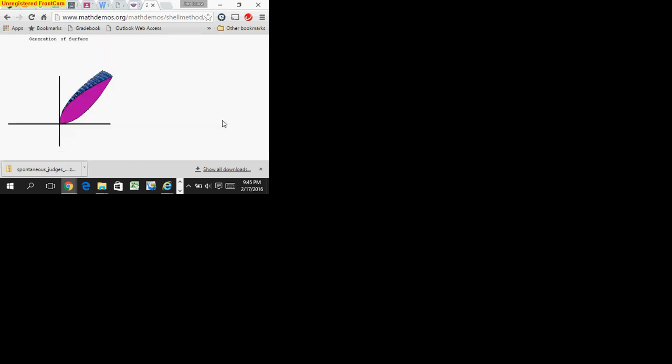Look at this, I like this one. Make that curve. What does that look like when you do it with shells? Get it all the way around. Pretty cool, huh? Alright, you get the idea.